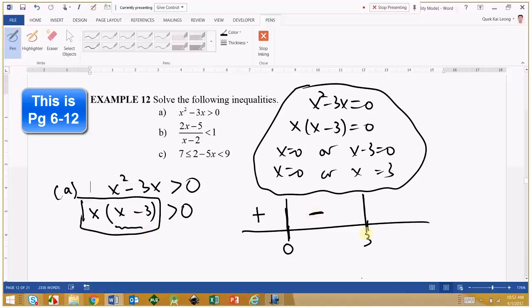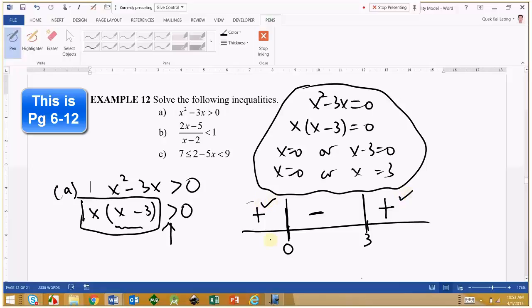Use a value greater than 3, 4. 4 multiplied by 1 will be a positive. So that means if your x is less than 0, it will give you a positive value. This whole expression here, the one I boxed up, will give you a positive value. If your x is between 0 to 3, this whole expression will give you a negative value. If your x is greater than 3, this whole expression will give you a positive. And we want a positive value. So what is the value of x that gives this whole boxed expression a positive one? It is this region here and this region here.